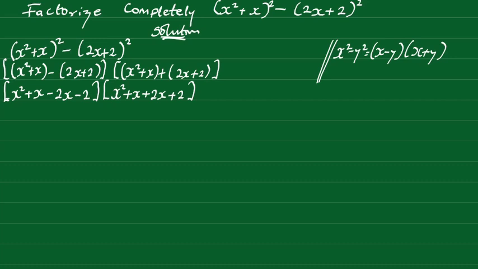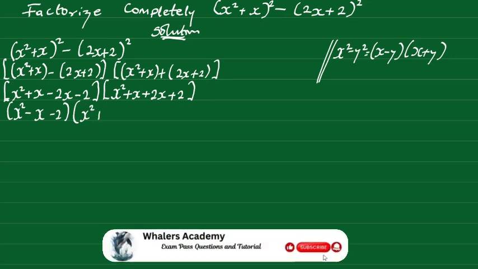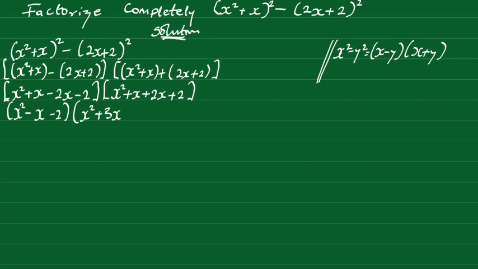Now we proceed to collect like terms within each bracket, and this will give us x² + x − 2x, which gives us minus x. Bring down minus 2, close our bracket. Then, bring down x² + x + 2x, which gives us plus 3x, plus 2, bracket close. Now to proceed further, we factorize each bracket separately since they are both trinomials with a unit leading coefficient.